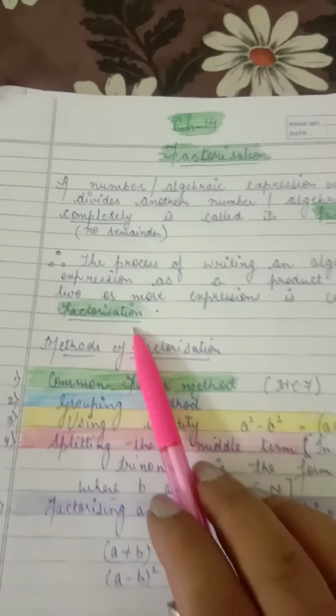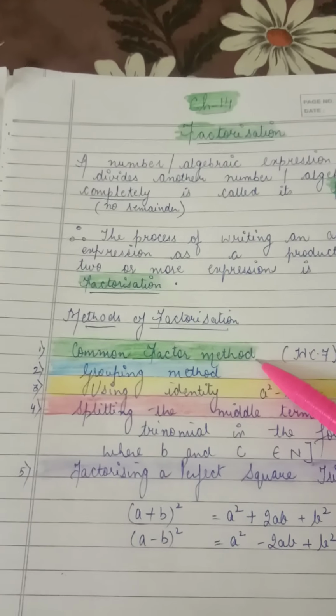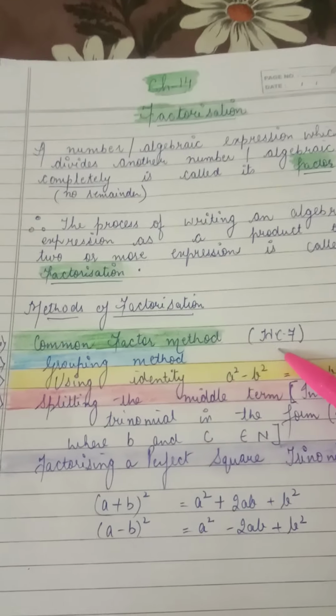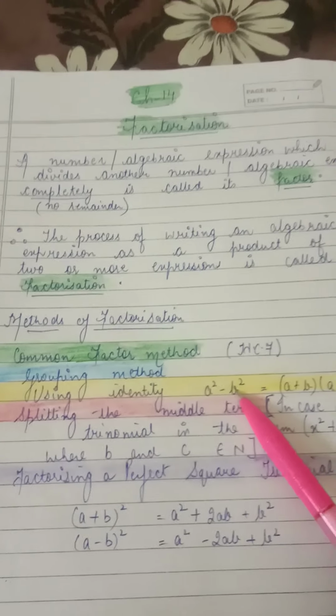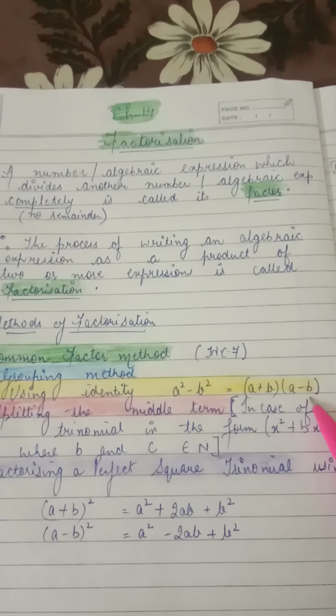In this chapter, we'll be talking about different methods of factorization. Number 1, common factor method, or we can say highest common factor method. Number 2, grouping method. Number 3, using identity, which is finding the difference of the squares of two numbers. In simple terms, using the identity a square minus b square, which results in a plus b, a minus b. Number 4 is splitting the middle term method.